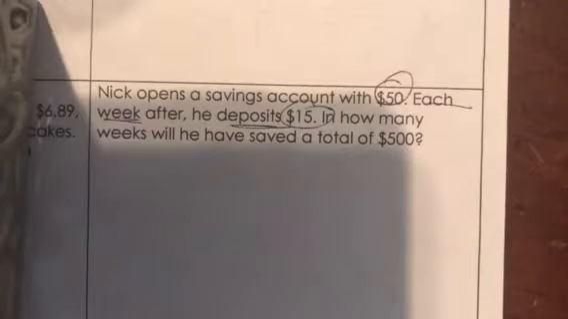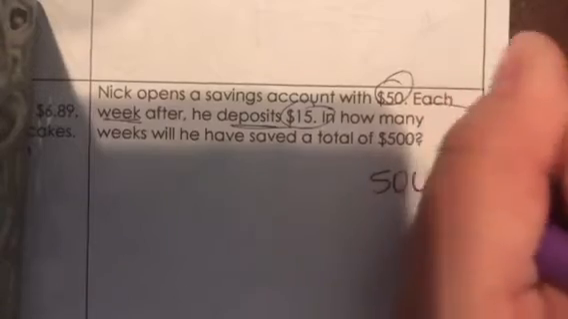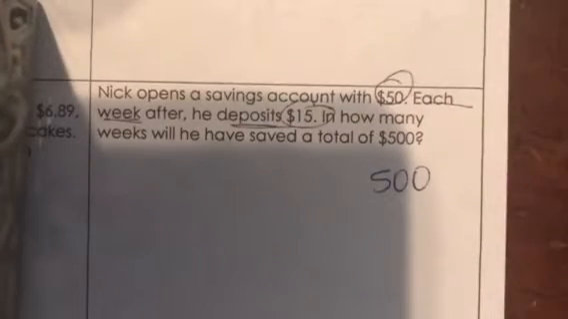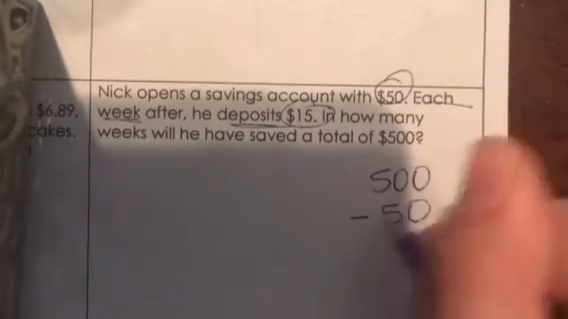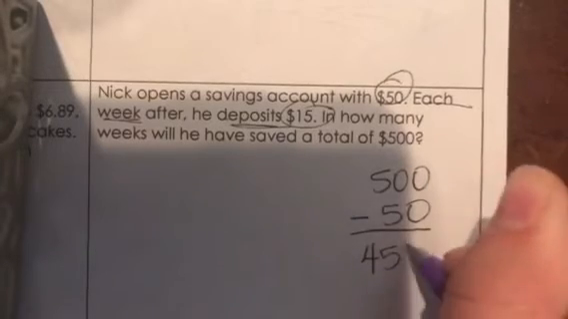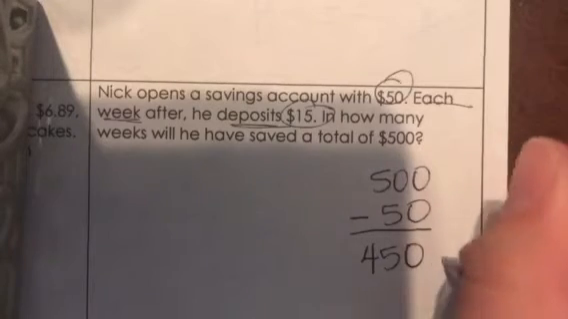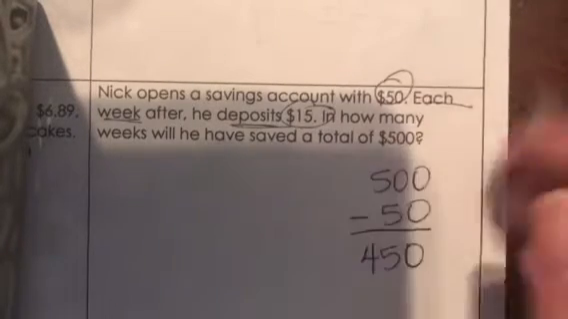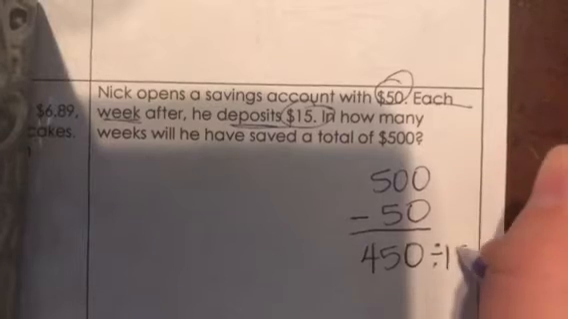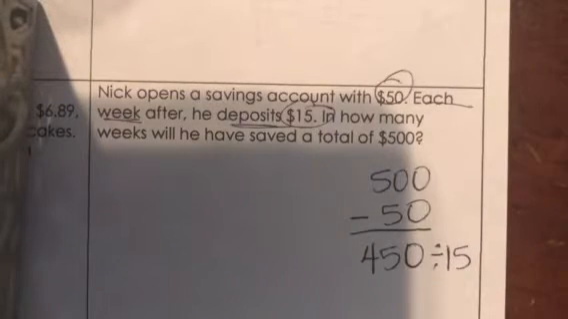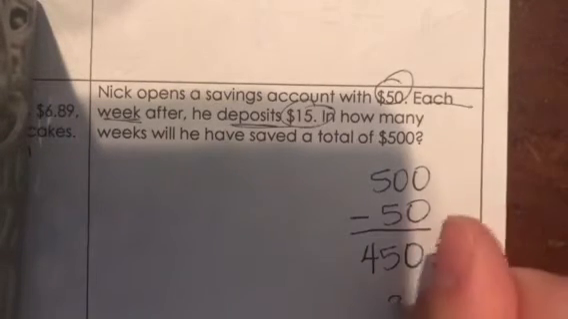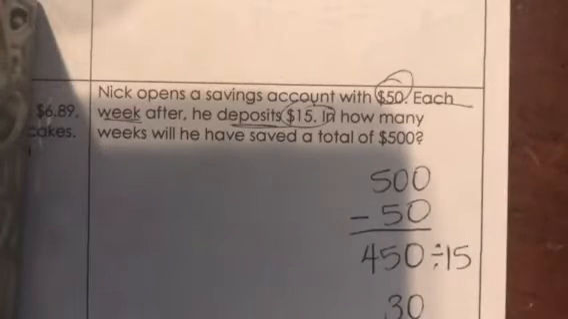Well, guys, he wants $500. He's already saved $50, so let's see. He still has to save $450 more. To figure out how many weeks he needs to save, if he's saving $15 a week, I can then divide that by 15, and I will get that he needs to save for 30 more weeks.